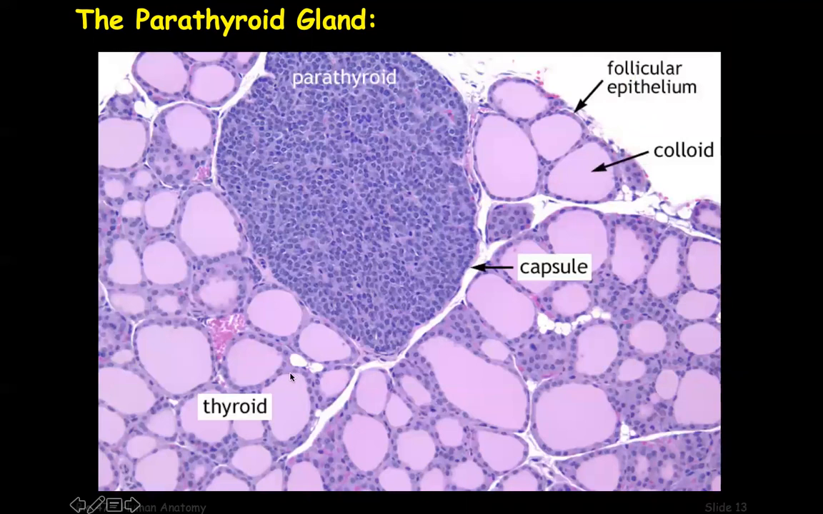Again, here's the thyroid follicles with those follicular cells, C cells in between, and then whoa, this big dark dense mass, that's the parathyroid tissue. So when you see something that's a distinct pattern change like that, surrounded by thyroid tissue, that's parathyroid.